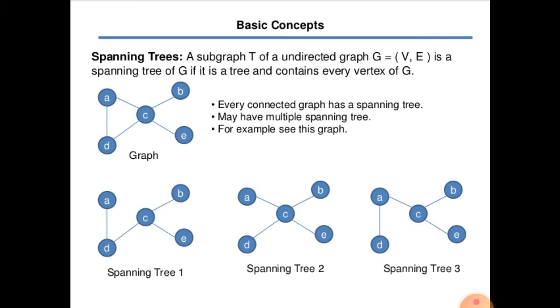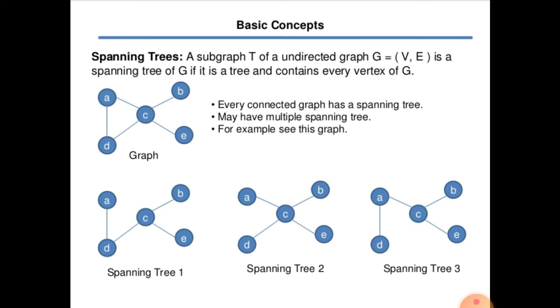A spanning tree is a subgraph T of an undirected graph G(V, E), where V is the set of vertices and E is the set of edges, if T is a tree and contains every vertex of G. So in this graph every vertex should be connected, and that is a connected tree, and keep in mind there will not be any circuit, that is, cyclic formation will not be there.